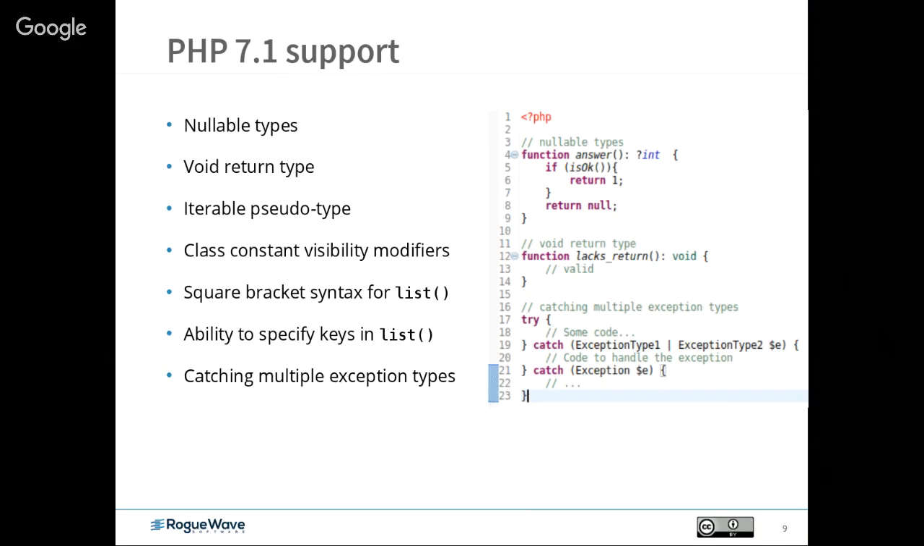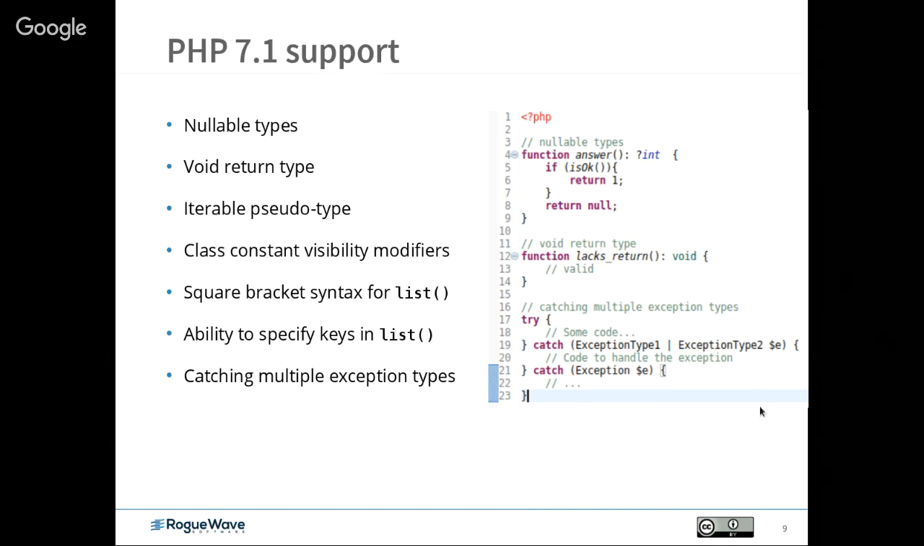So PHP 7.1. This new version of PHP comes with some nice improvements in the language that can make coding cleaner. For example, there are nullable types, the void return type, there is an iterable pseudo type, a new visibility modifier for class constants, and more things like this.